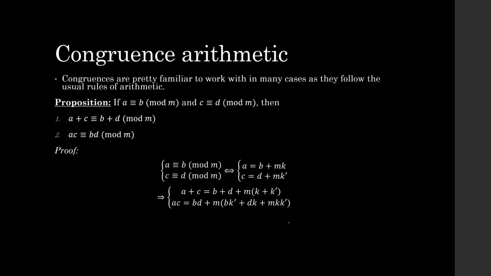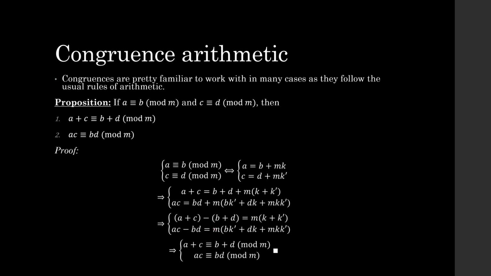I'm not going to dwell on the math behind this. It's simple FOILing and not very interesting, to be honest, so we're just going to keep going. Then we have that a plus c minus b plus d equals m times k plus k dash, and we've got the same for multiplication, and that's exactly what we want. We've got that m divides the differences, so we've got the congruences that we were looking for.